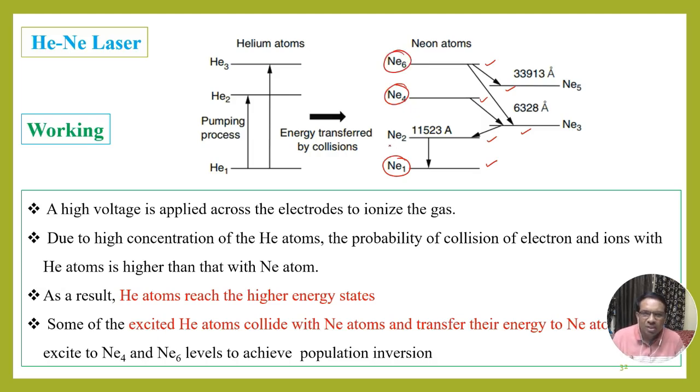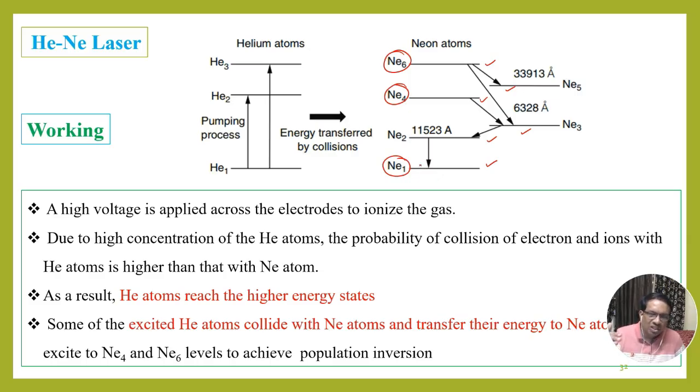Whenever we apply the external voltage, the electrical discharge takes place, and the helium atoms absorb the energy and go to a higher level. They cannot stay there for long, so they go down. Whenever they come to lower levels, they emit energy. In that process they collide with the neon atoms and transfer their energy. So population inversion takes place in neon.